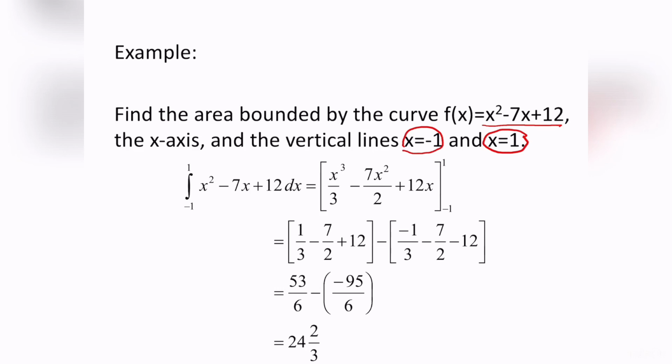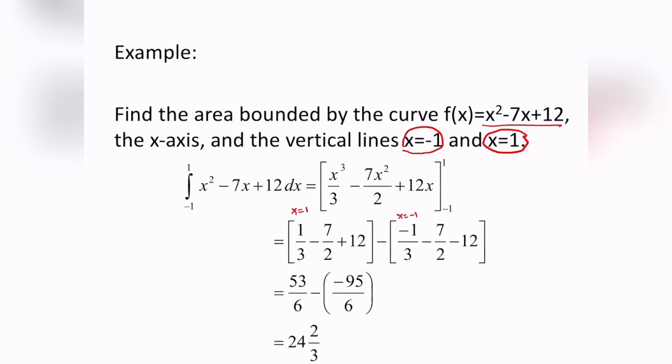We add 1 to the power and divide by the new power, so x squared becomes x cubed divided by 3, minus 7x squared divided by 2, which is the new power, plus the integration of 12, which is 12x, with the limits from minus 1 to 1. Now we replace each x by 1 first, which is when x equals 1, and then in the other bracket we replace each x by minus 1.